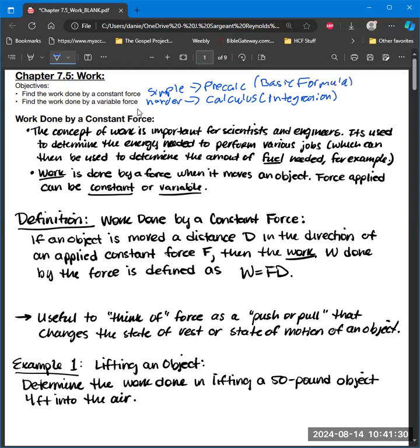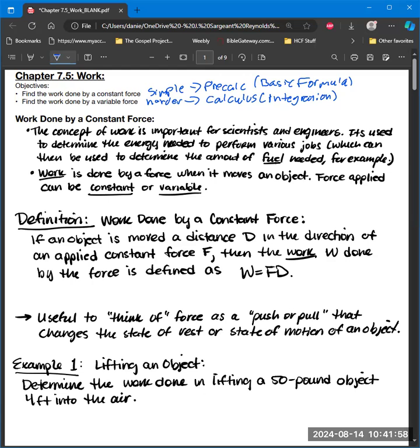Okay. The concept of work is important for scientists and engineers. It's used to determine the energy needed to perform various jobs, which can then be used to determine the amount of fuel needed, just as an example. So work is done by a force when it moves an object a particular distance. Force can be applied by a constant or variable force, but work is done by applying a force over a distance.